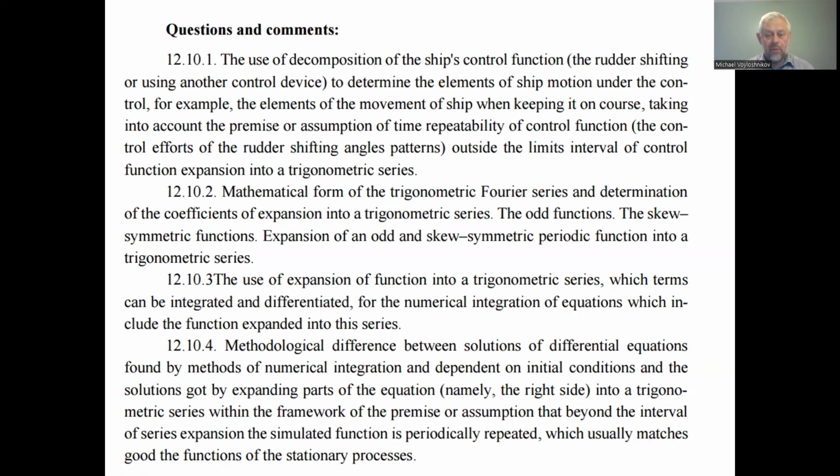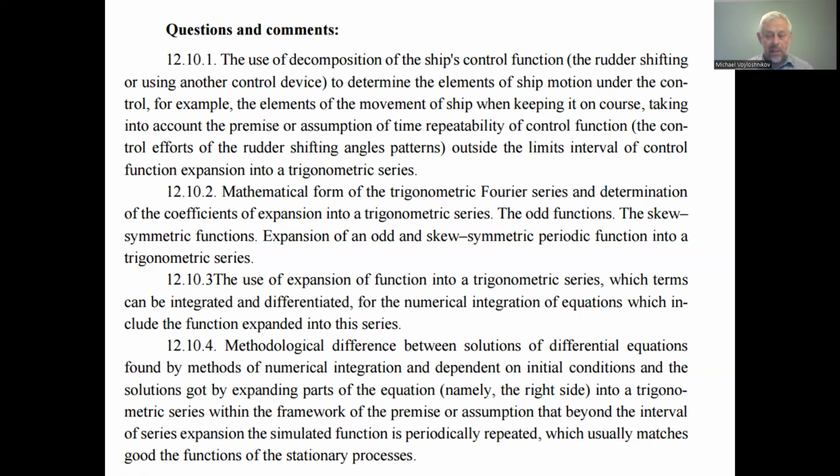12.10.2 Mathematical form of the trigonometric Fourier series and determination of the coefficients of the expansion into the trigonometric series. The odd functions, the skew-symmetric functions: expansion of an odd and skew-symmetric periodic function into a trigonometric series.